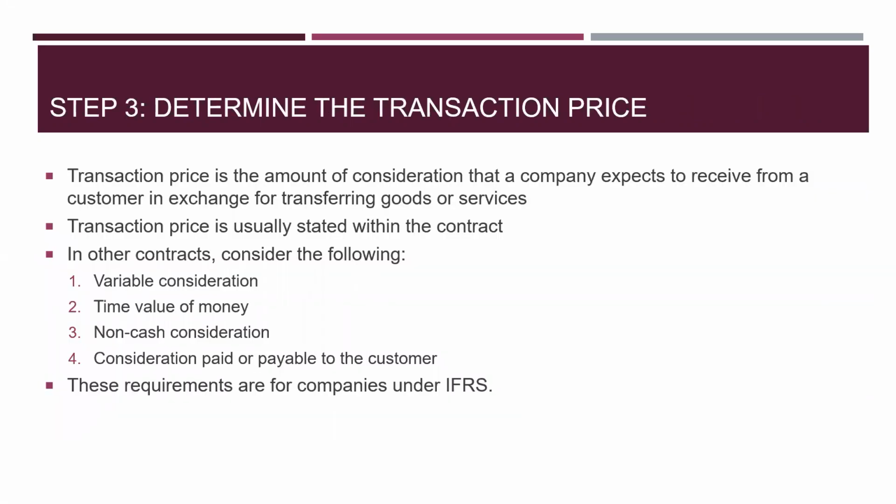Step three is to determine the transaction price. Now, transaction price is the amount of consideration that a company expects to receive from the customer in exchange for the goods or services. Generally speaking, the transaction price is stated in your contract, but the complicating factors with regards to your transaction price are variable consideration, time value of money, non cash considerations, and consideration paid or receivable to the customer. So, we will be looking at each one of those now.